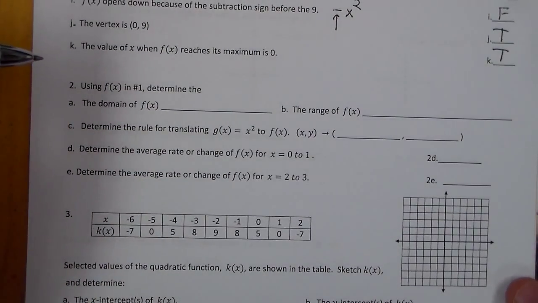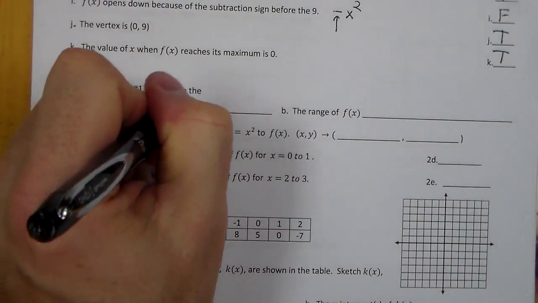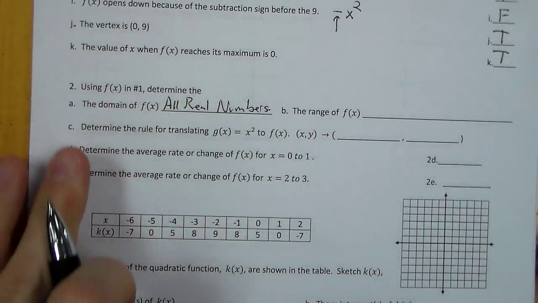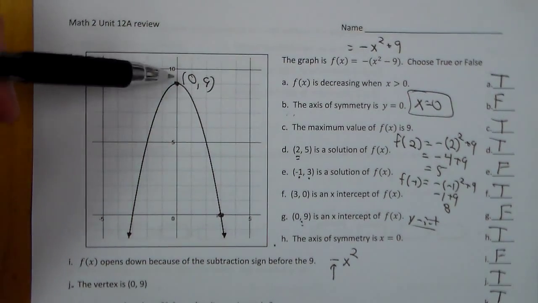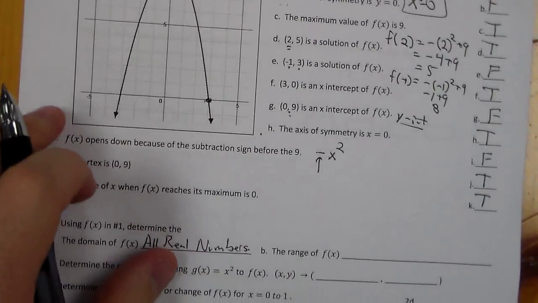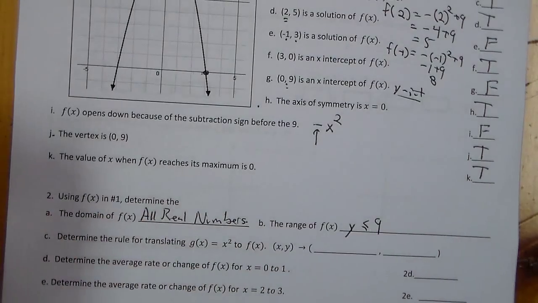Okay, our next set. Using f of x in the first problem, let's identify some more things. The domain of f of x is all real numbers. The range is the y values that exist. If we look, the maximum y value is 9, and everything below that exists, nothing above. So we're going to say the range is y is less than or equal to 9.